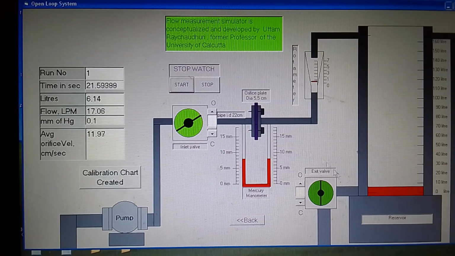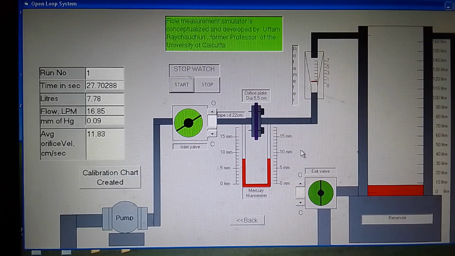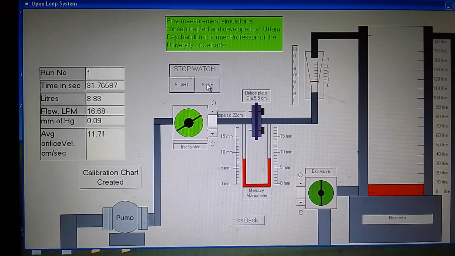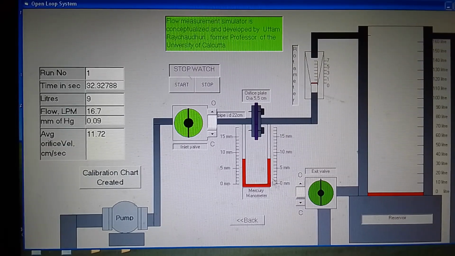Since filling up to 160 liter will take a lot of time, to reduce the time of the video I will take only short runs, and I will stop it. As you see, the flow rate is nearly constant, and the pressure drop is also nearly the same. So now open the valve to drain out this water, close it again, and start from the beginning.